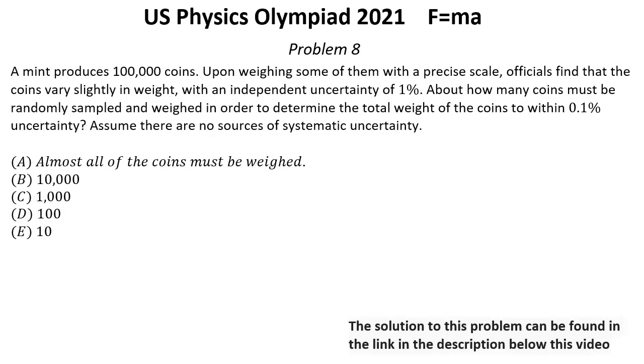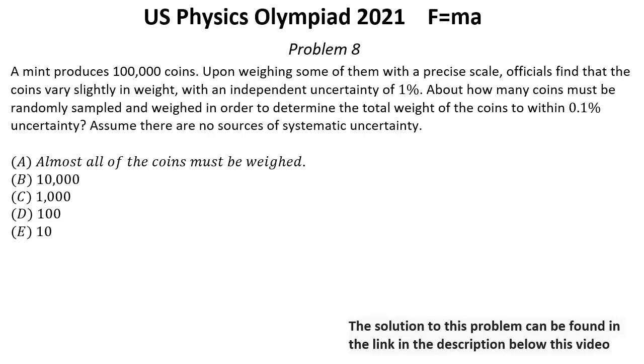Problem number 8. A mint produces 100,000 coins. Upon weighing some of them with a precise scale, officials find that the coins vary slightly in weight, with an independent uncertainty of 1%. About how many coins must be randomly sampled and weighed in order to determine the total weight of the coins with a 0.1% uncertainty? Assume there are no sources of systematic uncertainty.